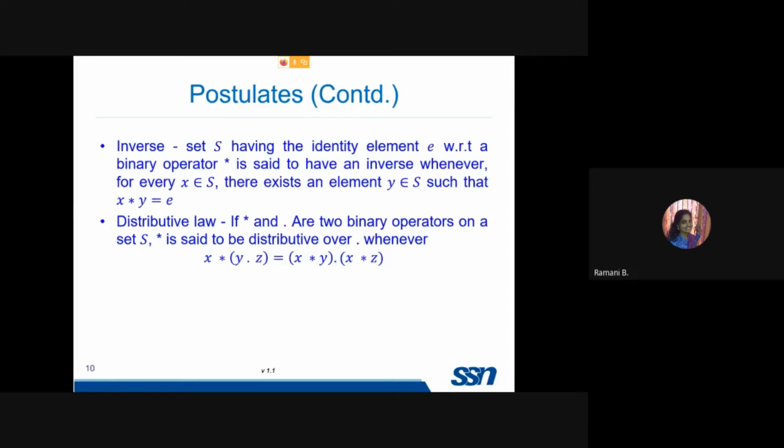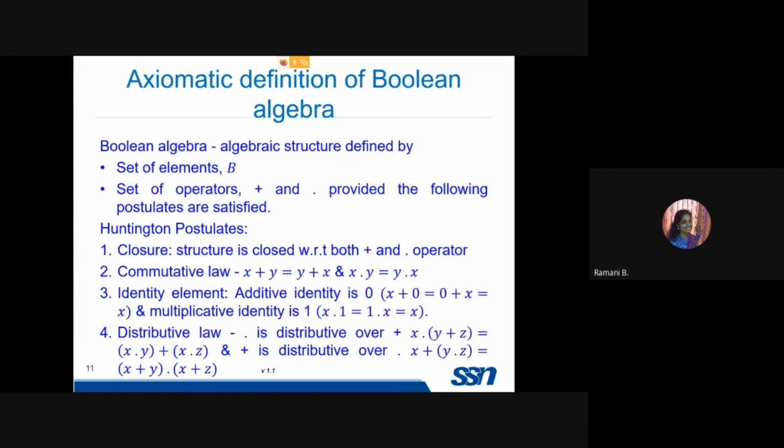And then the distributive law. For the distributive law, two operators are involved. If we consider star and dot to be two binary operators, then star is said to be distributive over dot whenever X star (y dot z) is equal to (x star y) dot (x star z). This is the distributive law. These postulates you have already come across in your lower classes mathematics. Now we shall see these with respect to Boolean algebra.